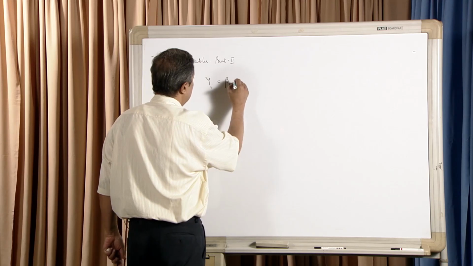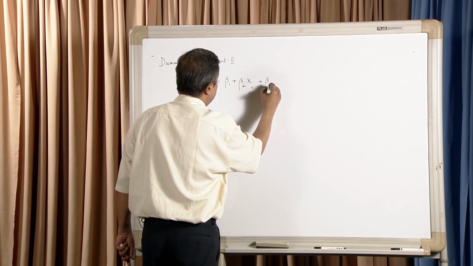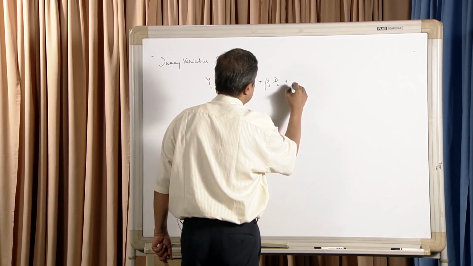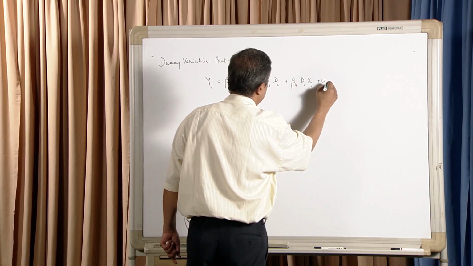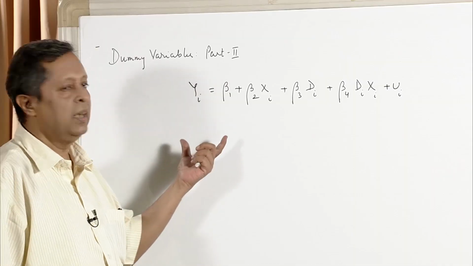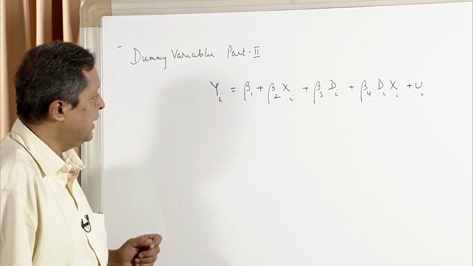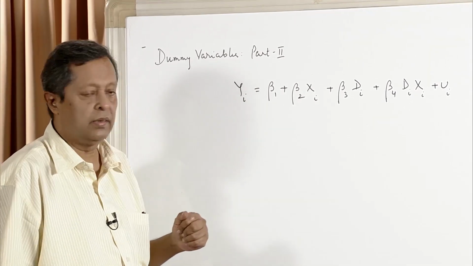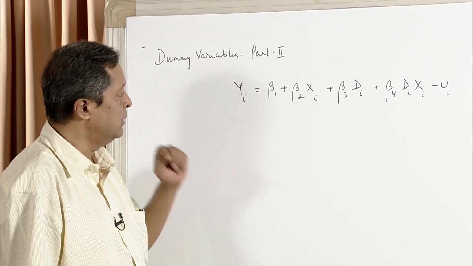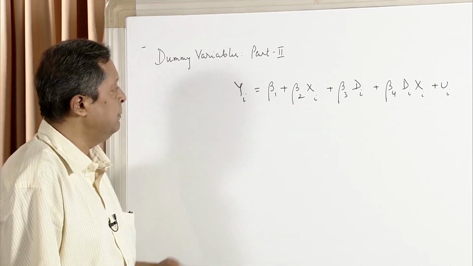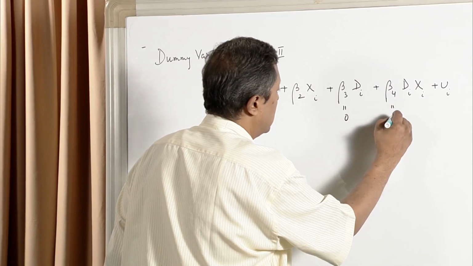So, Y i equals beta 1 plus beta 2 X i plus beta 3 D i plus beta 4 D i X i plus u i. This is very similar to the model that I just wrote. So, here if we say that there is no difference between the regressions, or no difference between the relation of income and consumption during the wartime and the peacetime, that would be saying that this beta 3 is equal to 0 and this beta 4 equal to 0.